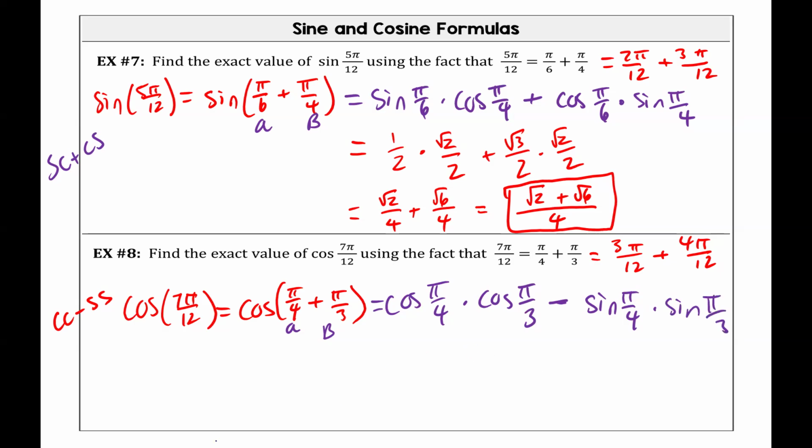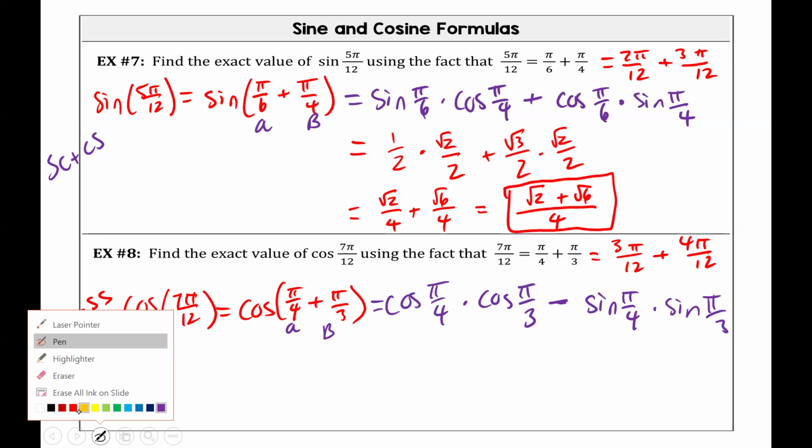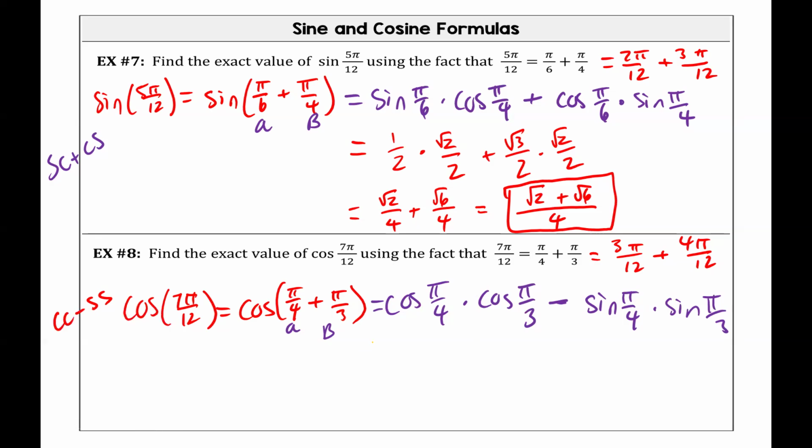And then this is where you go to your unit circle, or you think about your unit circle, and you ask yourself, what is cosine of pi over 4? Square root of 2 over 2. Then, what is the cosine of pi over 3? One half. Good job. Minus, so sine of pi over 4 is square root of 2 over 2.